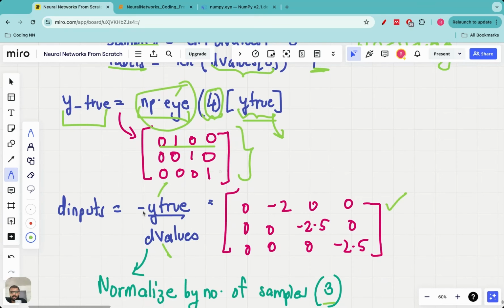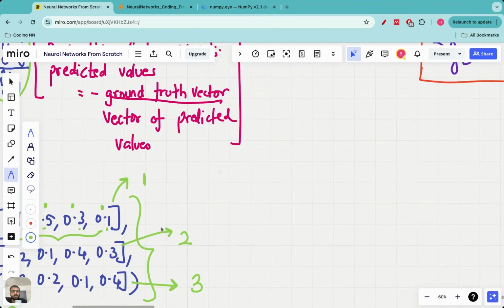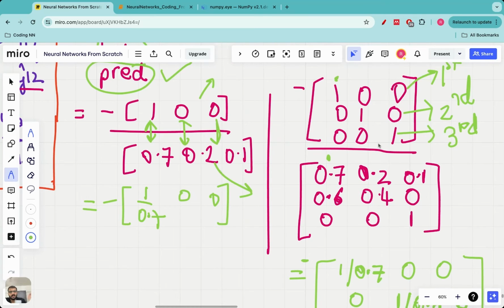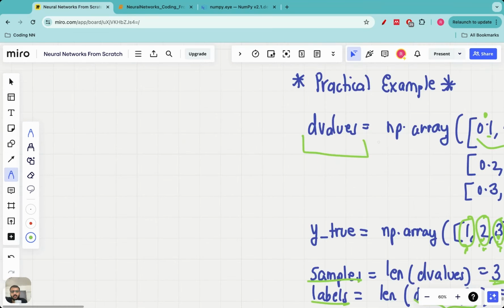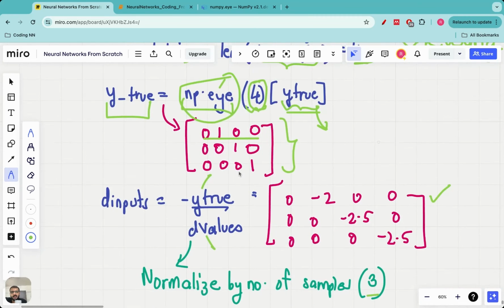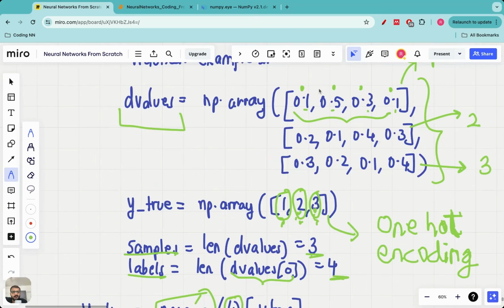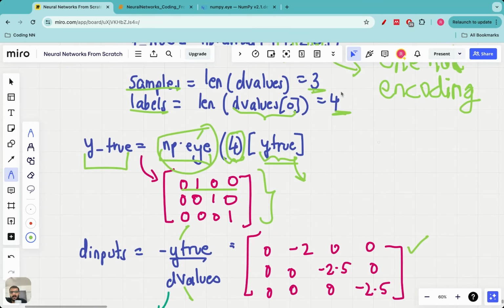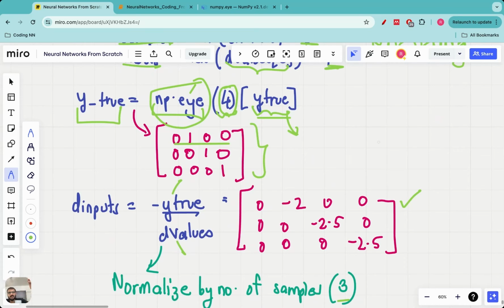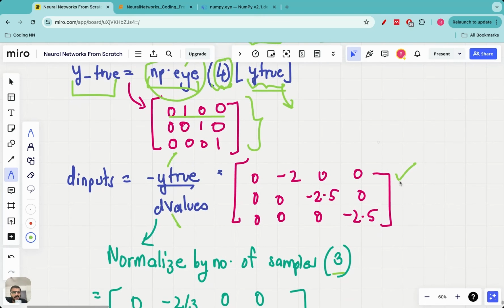So then we will just do negative of y true divided by the d values, which is very similar to what we have done over here. We'll just do the division in a broadcasted manner. So once we do this negative y true divided by d values, it will be taking the division of the d values matrix with the y true matrix, which have the same size. So Python will perform broadcasting where each element of the first matrix will be divided by each element of the second matrix, and we'll get this particular answer over here, this matrix.